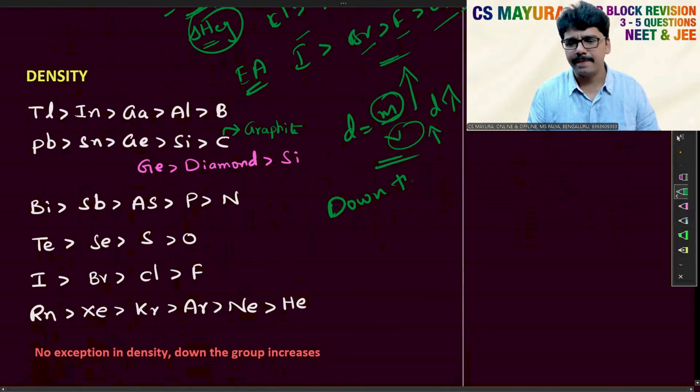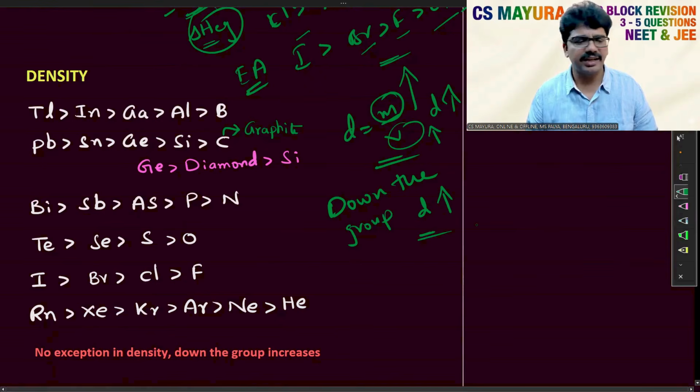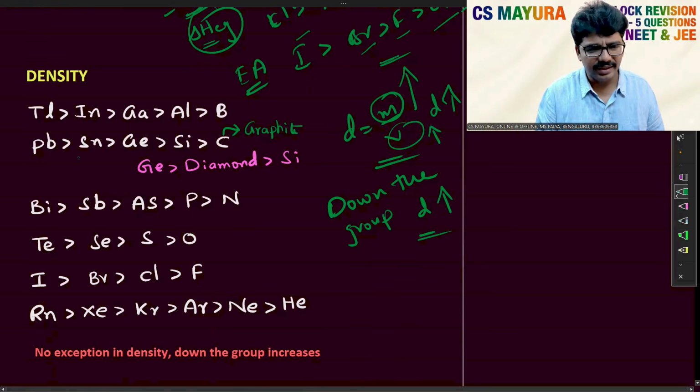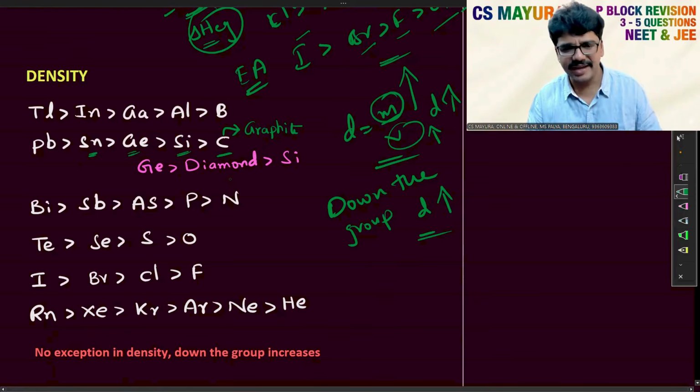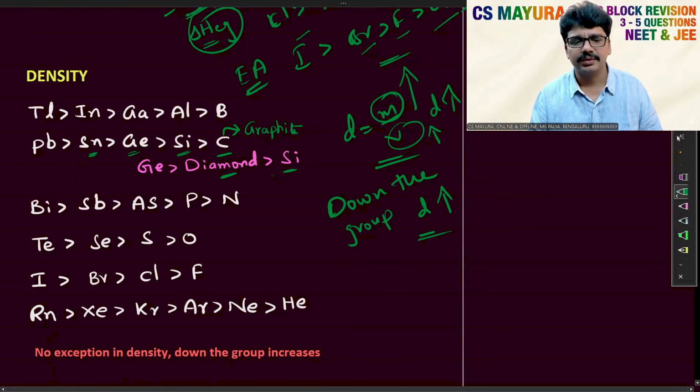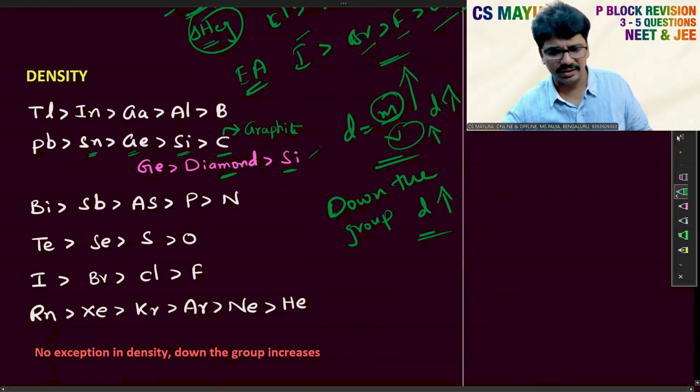Down the group, density increases. There is no exception in all the elements. Right. In 14th group elements, concentrate here. Lead highest, next tin, next germanium, next silicon, next carbon is there. So if you consider this carbon as graphite, it has the lowest density compared to other elements. But if you consider that carbon as diamond, this diamond density is greater than silicon. Germanium is greater than diamond, but diamond is greater than silicon. This is one important point here. Other elements down the group increases.